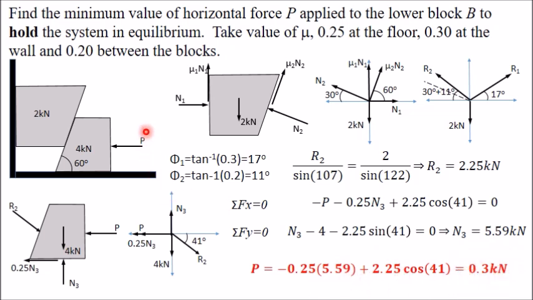That means when you apply 0.3 kilonewton, you can stop the downward movement of the 2 kilonewton block and the rightward movement of the 4 kilonewton block. This system will be in equilibrium for a minimum force of 0.3 kilonewton. If the applied force is less than 0.3 kilonewton, the 2 kilonewton block will come downwards and the 4 kilonewton block will move in the rightward direction.